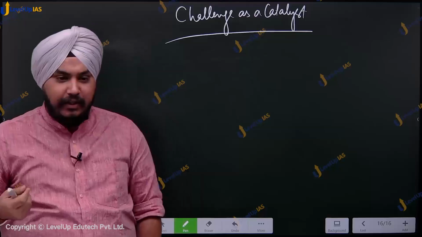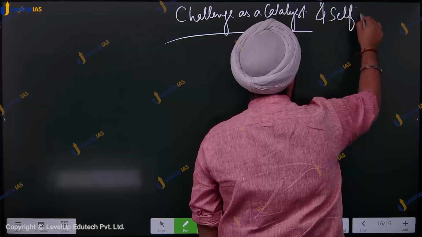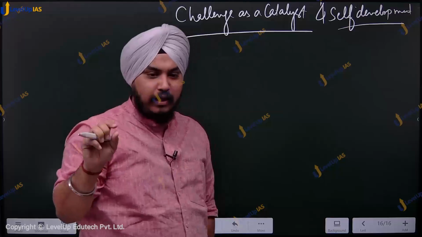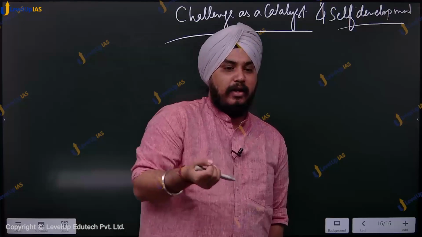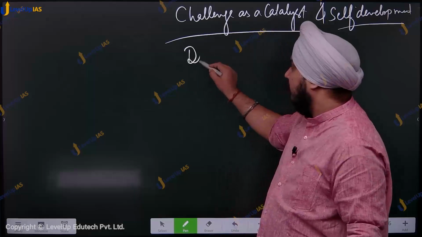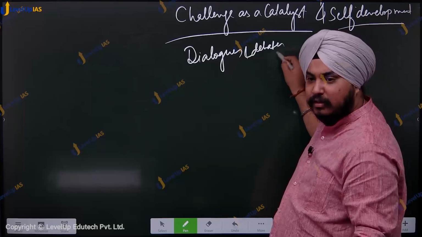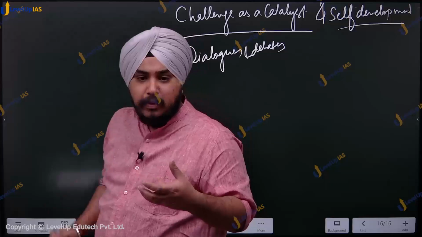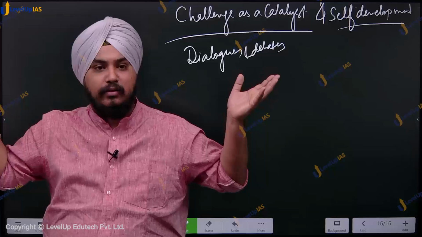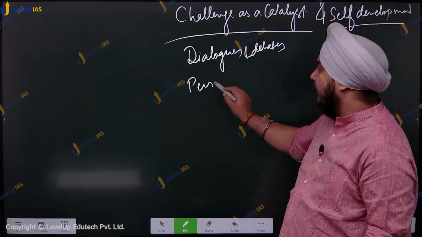So challenge, and in a way we are talking about self development. So that self development is not a smooth journey. It comes because of some kind of challenges, some kind of frictions. So it's basically focusing upon dialogues and debates that will basically lead to growth. Means it will broaden your thinking, broaden your thinking spectrum. Dialogue and debates. Then personal growth through friction.